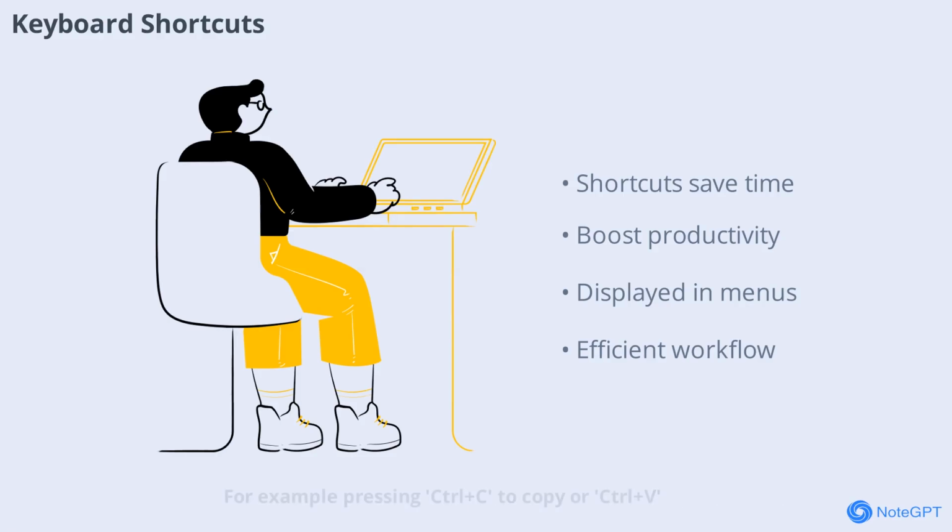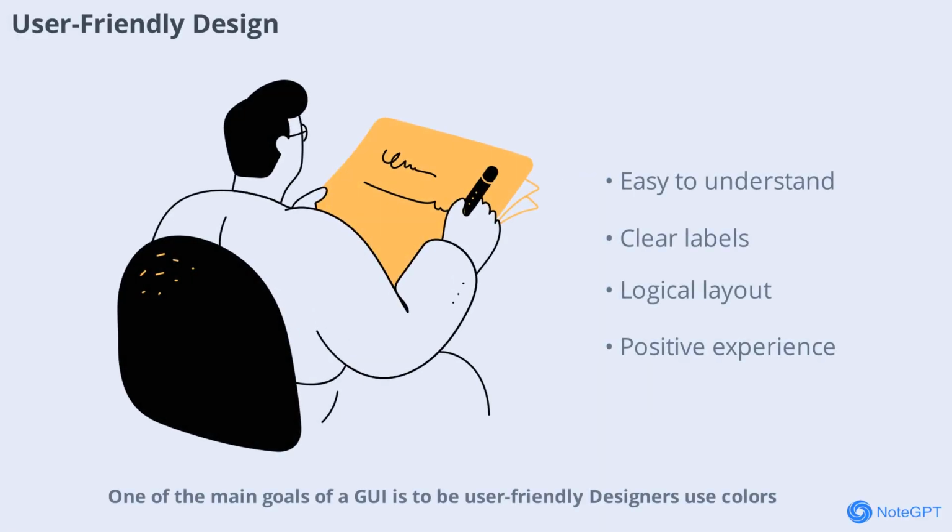For example, pressing Ctrl+C to copy or Ctrl+V to paste saves time and boosts productivity. GUIs often display these shortcuts in menus, helping users learn and use them efficiently. One of the main goals of a GUI is to be user-friendly.